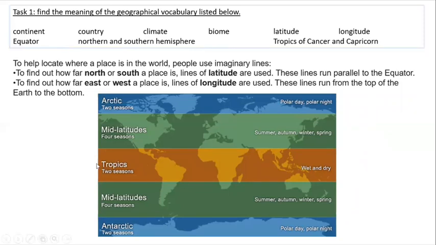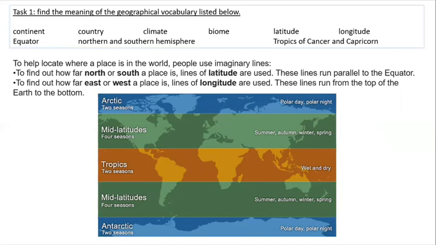So if you remember, the equator line goes right through here, then lines of latitude will go all the way along, and we can work out how far north something is. It might be positioned on this latitude line here, or how far south something is on this latitude line there.